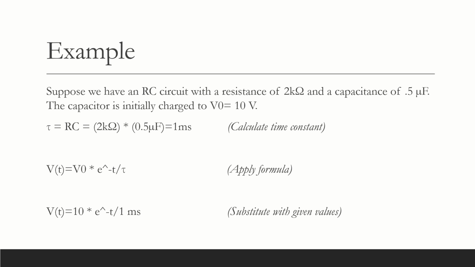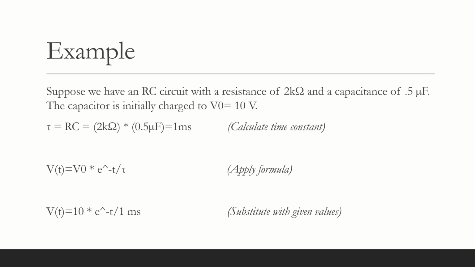An example for this would be, suppose we have an RC circuit with a resistance of 2 kilo ohms and a capacitance of 0.5 microfarads. The capacitor is initially charged to V0 equals 10 volts. So for the first step, we want to calculate the time constant. So tau equals RC, which is 2 kilo ohms times 0.5 microfarads, which gives us 1 ms.